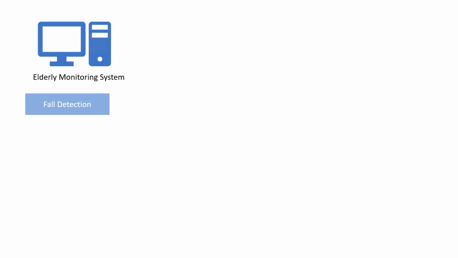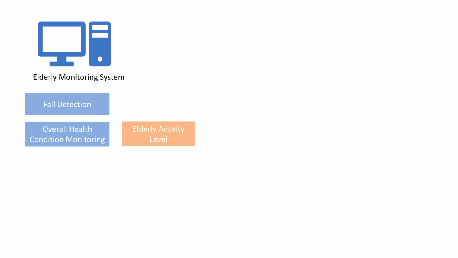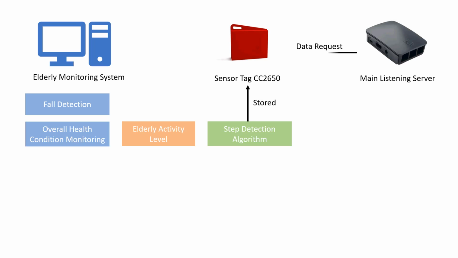Other than detecting falls, it is also important for the monitoring system to be aware of the overall health condition of the elderly. The overall health condition could be determined by knowing how active the elderly is. By using a step detection algorithm, the number of steps taken by the elderly will be stored and could be fetched by an administrator to see whether the elderly do enough activity. Another method, which is calculating the average activity level, could also be used.